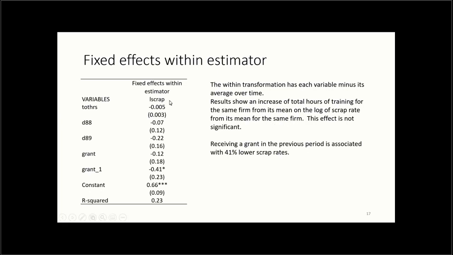This effect here is also not significant, but for the within estimation, basically what we're looking at is whether a firm in a given year is higher or lower than its average in terms of total hours of training, and then how would that affect the log of scrap rates? Would that be higher or lower? The only coefficient here that's significant is the coefficient on the grant in the previous period. So receiving a grant in the previous period would be associated with approximately, not exactly, but approximately 41% lower scrap rates. That's how we're going to interpret this coefficient.